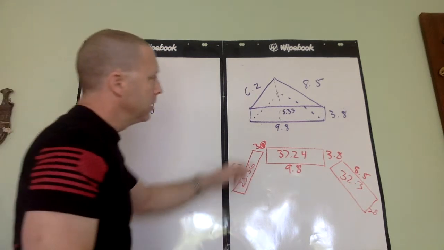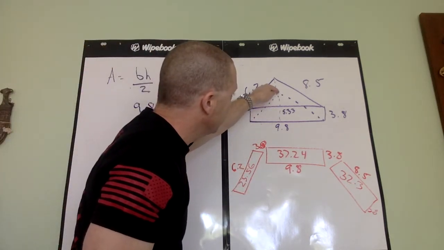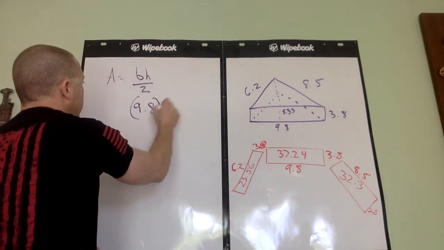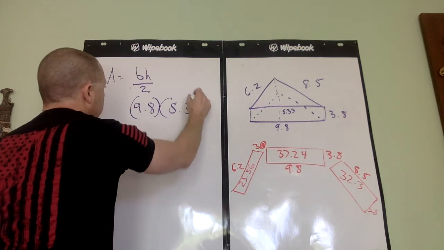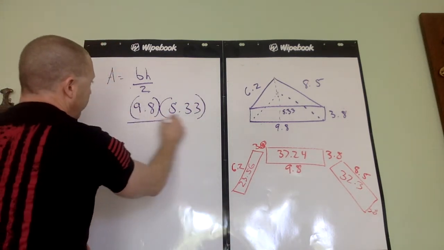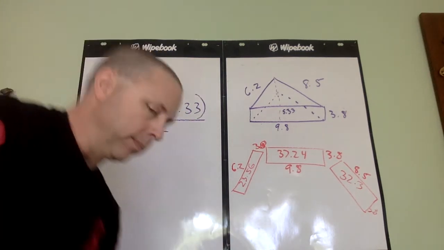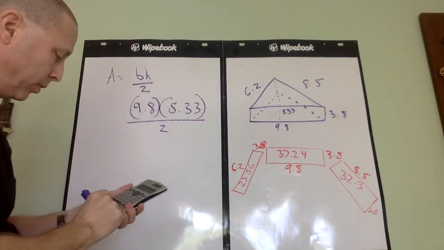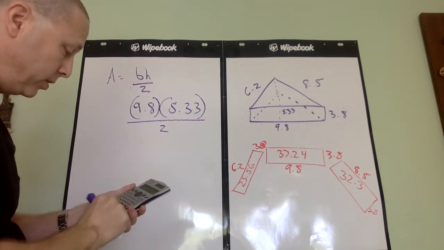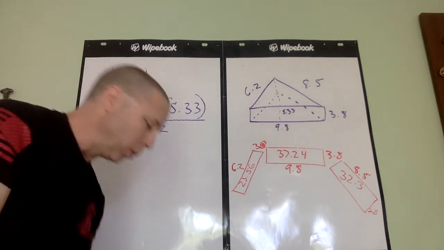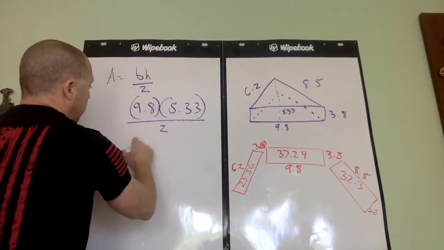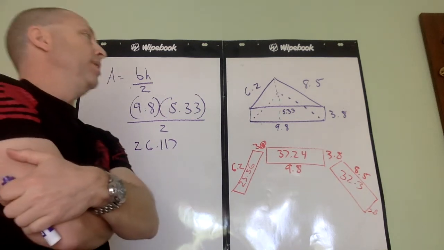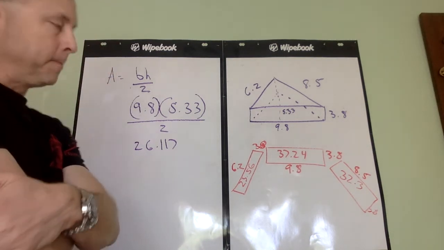My height is inside here, and it's a dotted line that goes from the peak down to there, and that's going to be 5.33. Now, of course, I'm going to divide it all by 2. So you jump right ahead to it. 9.8 times 5.33, divided by 2, comes up with 26.117. Now, this is the area for one of the triangles.